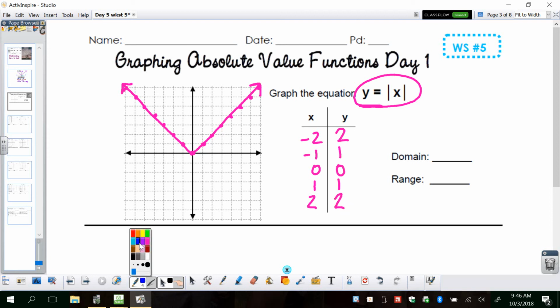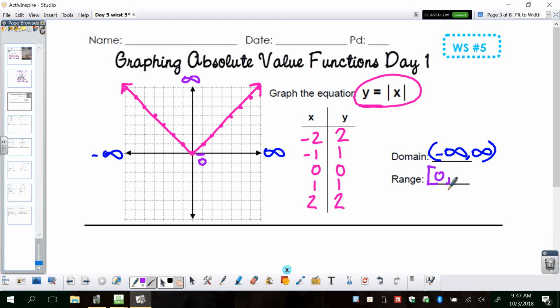Okay, we talked about how our domain went from -infinity to +infinity because that's our width. And then the range goes from 0 all the way up to infinity because it never stops going up.